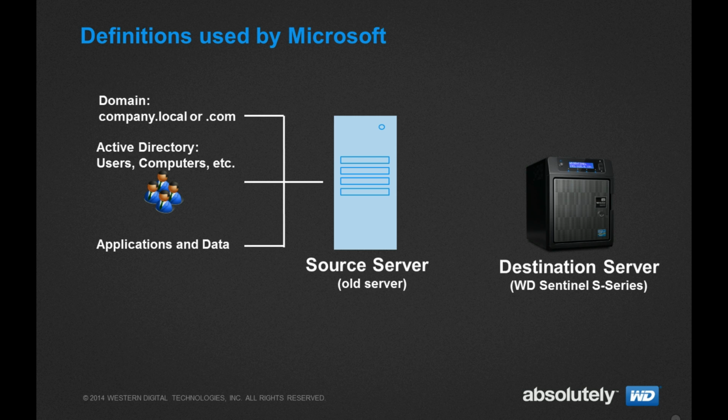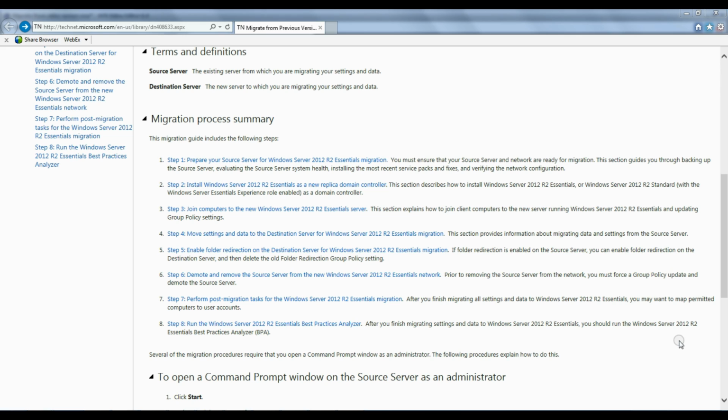Let's quickly summarize the 8 steps for migrating. In step 1, we're going to back up and prep your current server. In step 2, we're actually installing the W-Sentinel S-Series onto the network. Steps 3 through 5 are all about moving source to destination, and by step 6, you'll have your W-Sentinel become the primary server. Now let's take a look at step 1.